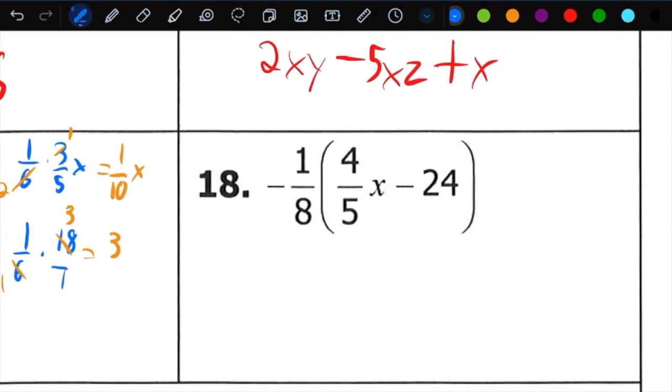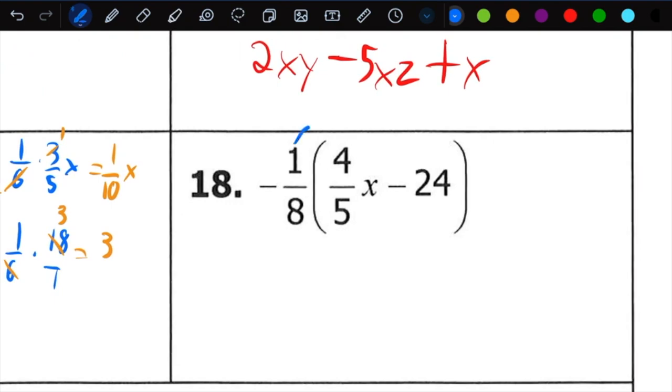Number 18, for the last part of this problem set, -1/8 times 4/5 x. So I'm going to write that off to the side again. We can reduce 8 and 4 by 4 to become 2 and 1. That gives us -1 over 10x as we multiply straight across.